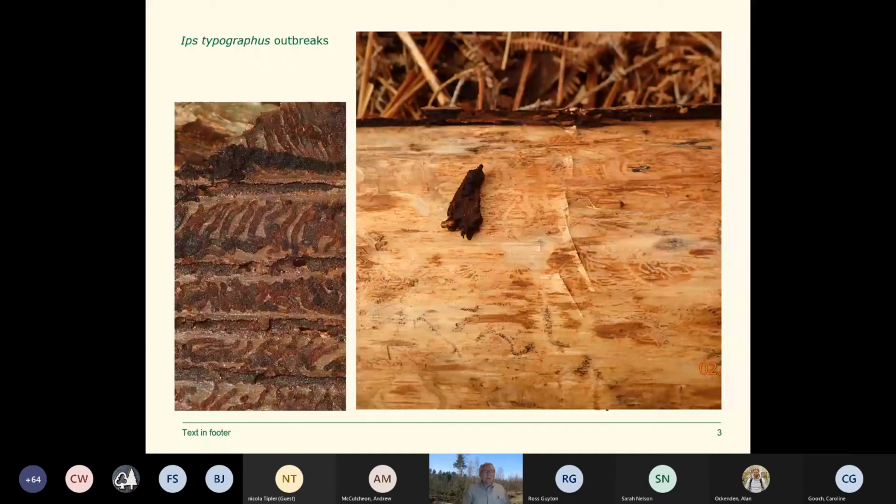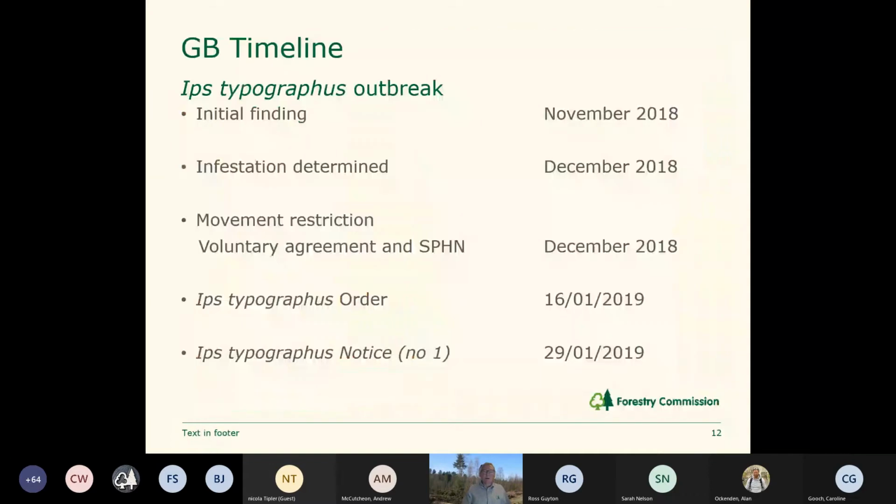Now, in 2018, we actually discovered in one of our baited forest billet traps evidence of Ips typographus. Unusually, it was actually in a stand of pine and in pine billets. The infestation was confirmed in December 2018.